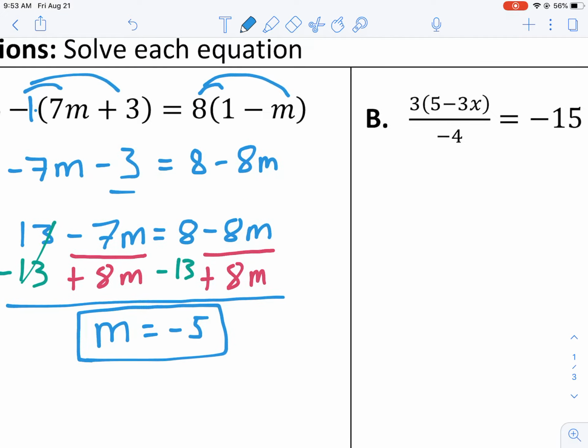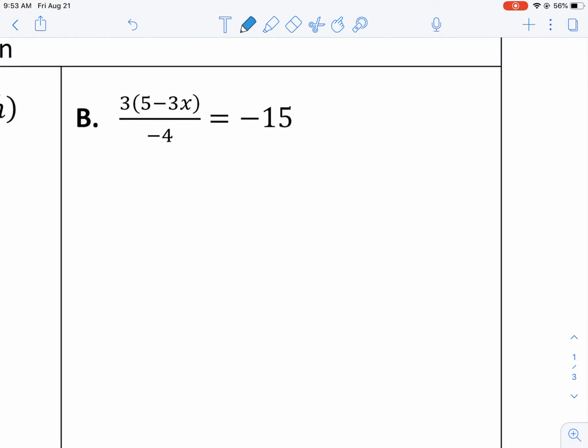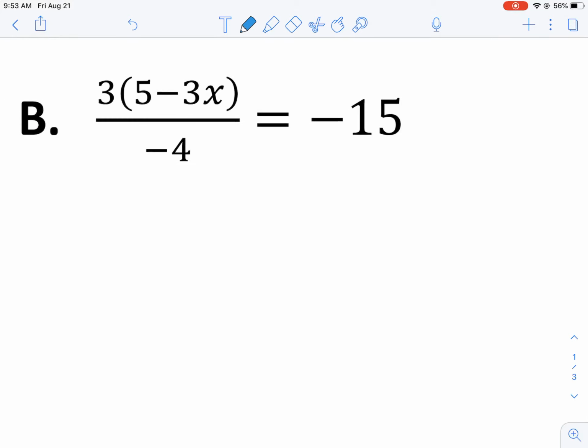Next question, we're going to get a little bit more complicated here. I'm just going to try and show you guys a bunch of stuff. So this one, we've got a dreaded fraction. Everyone hates fractions. What do we do when we have a fraction? We want to get rid of it. How do we get rid of fractions? We want to multiply by whatever is on the bottom. Just get rid of the fraction. Multiply by whatever is on the bottom.